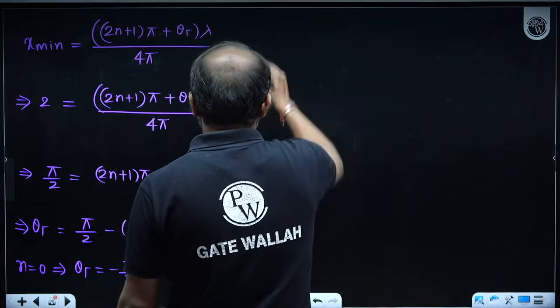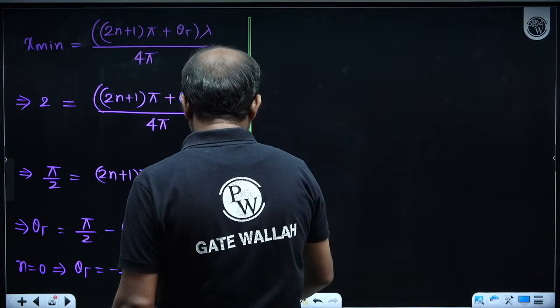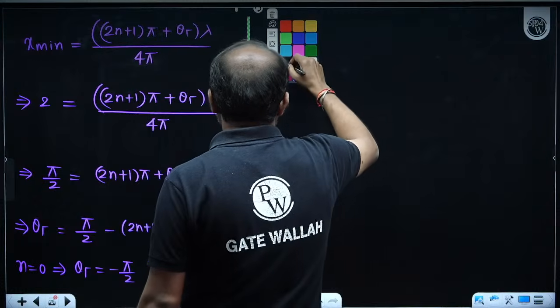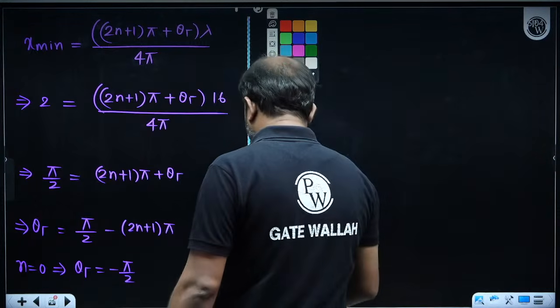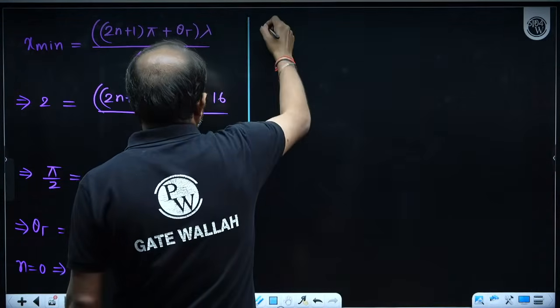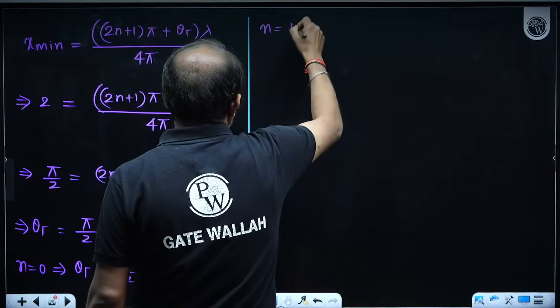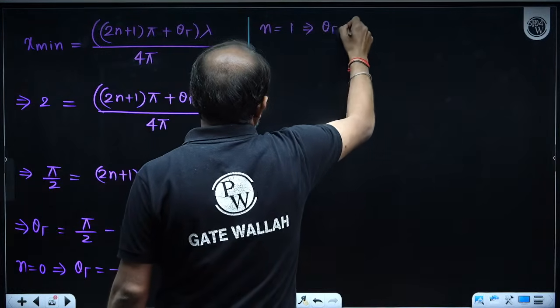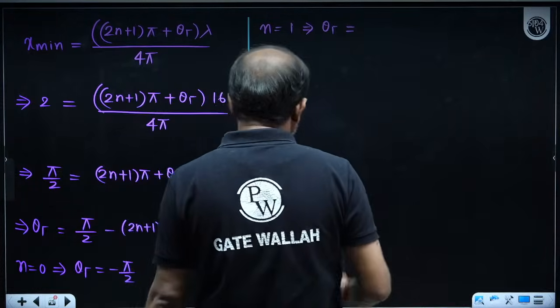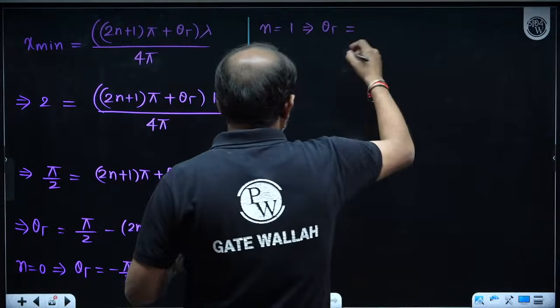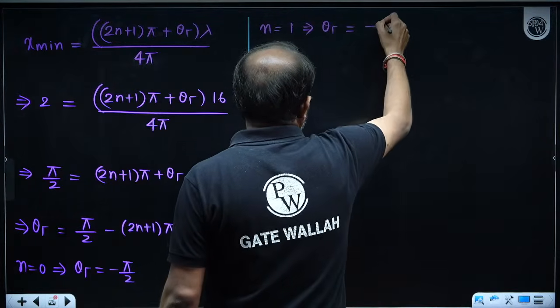Minus pi by 2. N is equal to 1. What we have? Theta gamma is equal to 1 minus 3 pi by 2 minus 3 pi. So 3 pi is 6, so minus 5 pi.